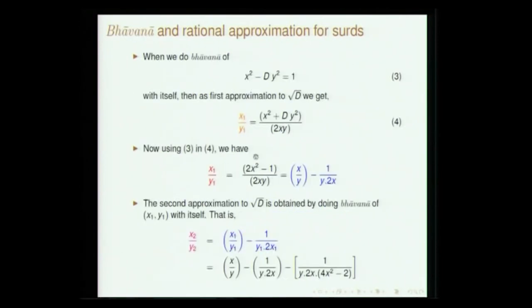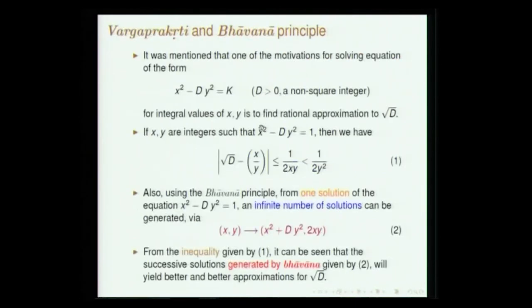Okay, let us start with this equation. As a first approximation for root d, we take x by y, which can be taken as the 0th order approximation. The first approximation is by doing Bhavana with itself, giving x square plus d y square by 2xy. This is the equation which we are going to repeatedly apply.